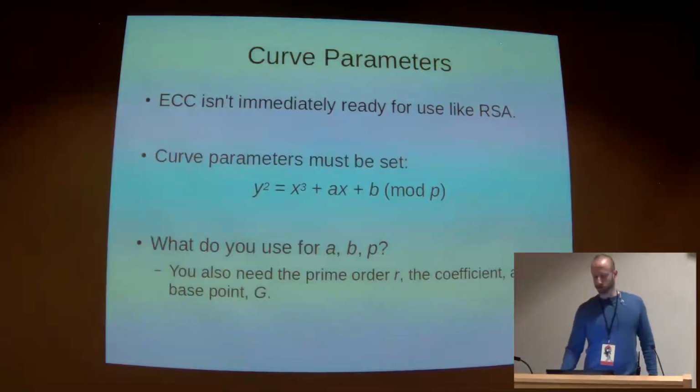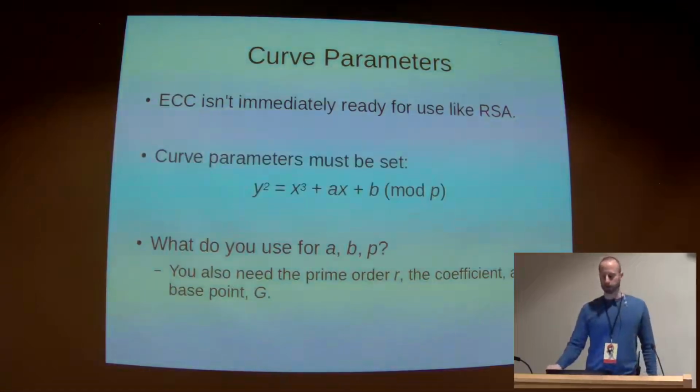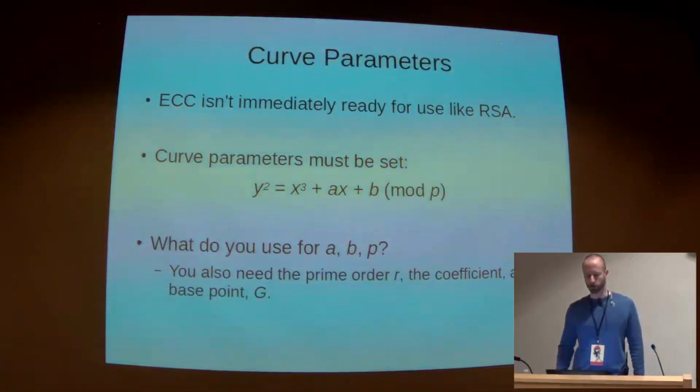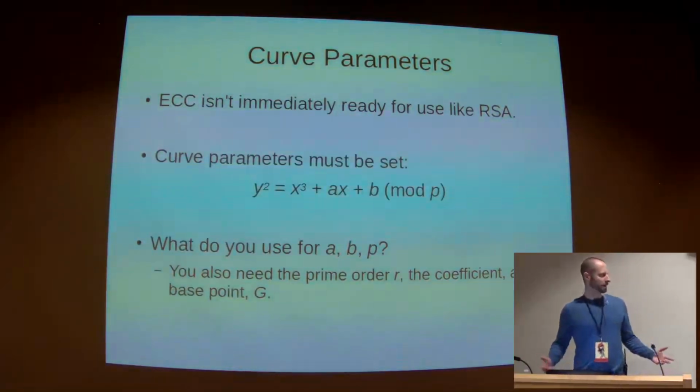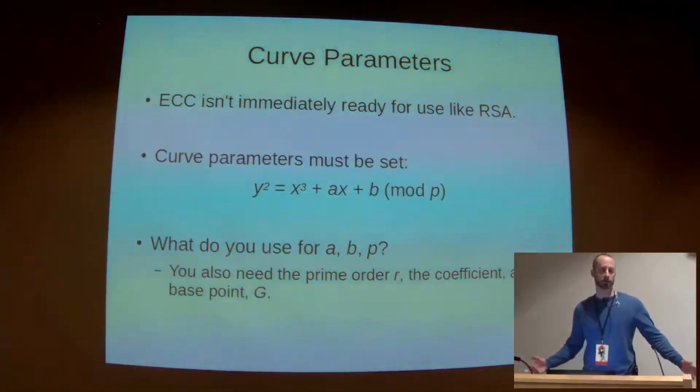However, in the ECC world, you can't just immediately use it. You have to set the curve parameters. Going back to that equation I showed before, the question is, what do you use for values A, B, and P? There's more to it than that. You need a prime order R, a coefficient, and a base point. So this is all math stuff, and if you were a developer and you said, okay, I'm going to use ECC, oh wait, I've got to figure out these things. Am I going to set A to 10, 1,000? What's even valid? Never mind what's good, what's even valid.